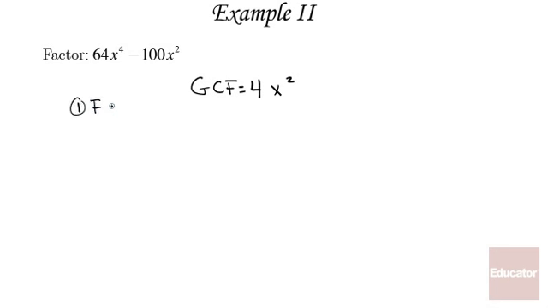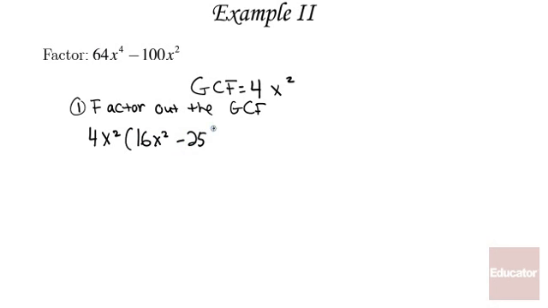So first step is factor out the GCF, if there is one. So when I pull out this 4x squared, what's going to be left behind in the parentheses is 16x squared minus 25. And I can always check that by saying 4x squared times 16x squared, 4 times 16 is 64. x squared times x squared is x to the 4th. Same thing with this term. 4x squared times 25, 4 times 25 is 100, x squared.